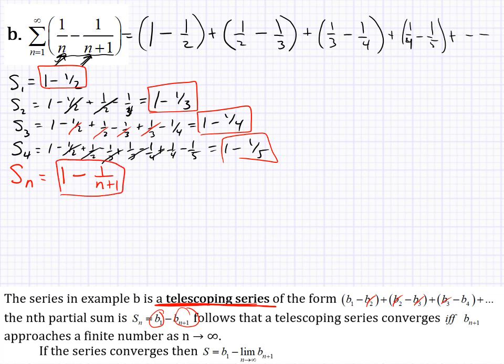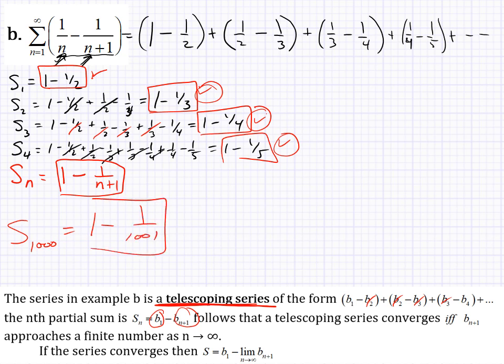That's the formula for how I would generate this or this or this or this when n equals 1, then n equals 2, then n equals 3, then n equals 4. If I want to find, say, the 1,000th partial sum, it would be 1 minus 1 over 1,001. That would be the answer for adding the first 1,000 terms together, because all the inner ones would cancel.